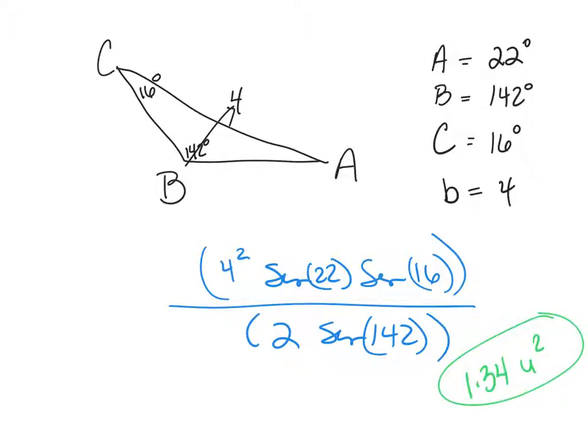So we look at the picture. The picture has all 3 angles. Well, it only had 2 angles, but we found the third angle. We found that the third angle was 22 degrees. And now we have big A, big B, big C, and little b. So we pick the second formula with the little b squared, and we type in everything into that formula. And we get 1.34 units squared.